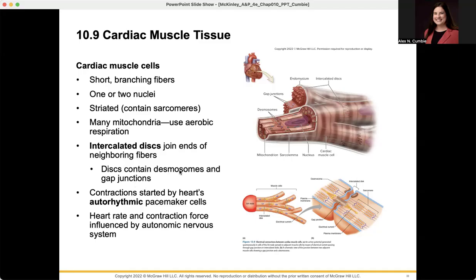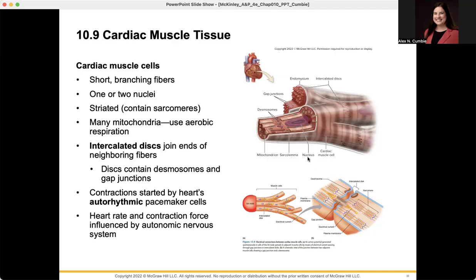In addition, cardiac muscle cells are striated. They contain sarcomeres just like skeletal muscle. They contain a ton of mitochondria because we want to keep making ATP. Their nuclei are a little bit different. We saw in skeletal muscle that they have multiple nuclei and they get pushed out to the sides of the cell. In cardiac muscle, there's usually one, maybe two nuclei, and it's usually in the center of the cell.